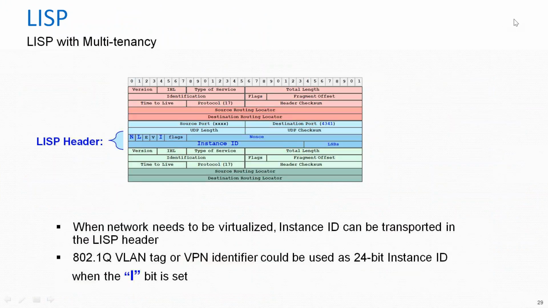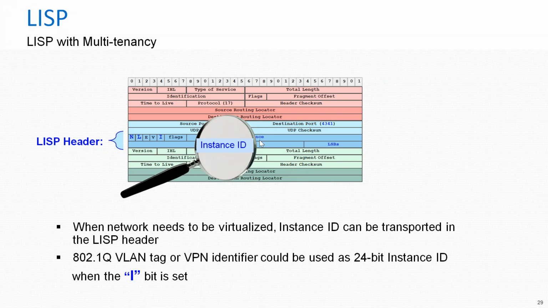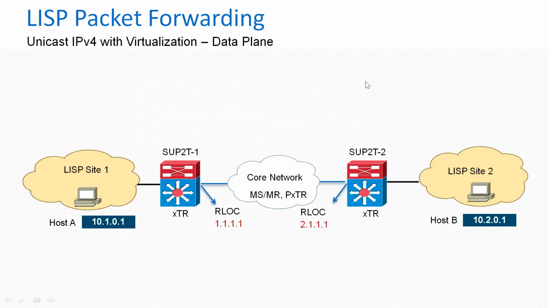Now when we are talking about multi-tenancy, in this particular header, what you will find is the instance ID here. When the network needs to be virtualized, the instance ID can be transported in the LISP header. An 802.1Q VLAN tag or VPN identifier could be used. We have a 24-bit instance ID marked as I. Where is it? It will be here. Correct.